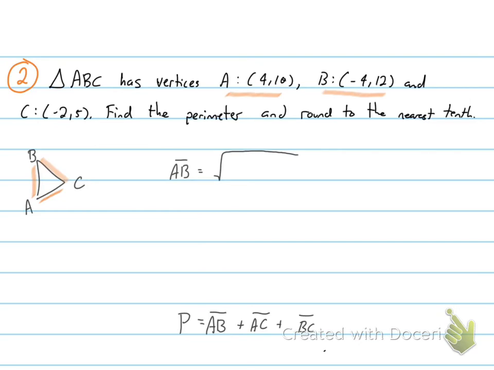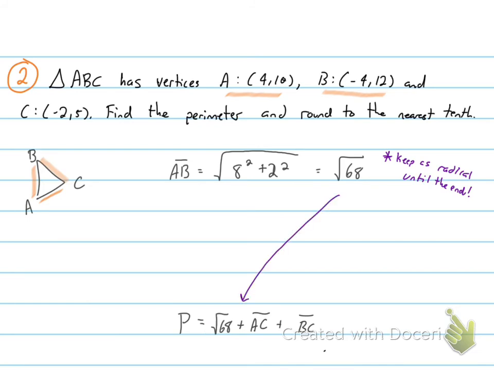I have the coordinates, I'm going to do the distance formula. So here I would have 8 squared plus 2 squared for my change in X and change in Y, and that's going to be the square root of 68. Now for this problem, I'm going to round to the nearest tenth, but that's not until the very end. I want to be careful that I'm not rounding at each step because then we can create a bigger error than we want to. So I'm going to keep this as a radical, or as an exact answer, until my very last step here. So I'm going to leave this as radical 68 and move on.